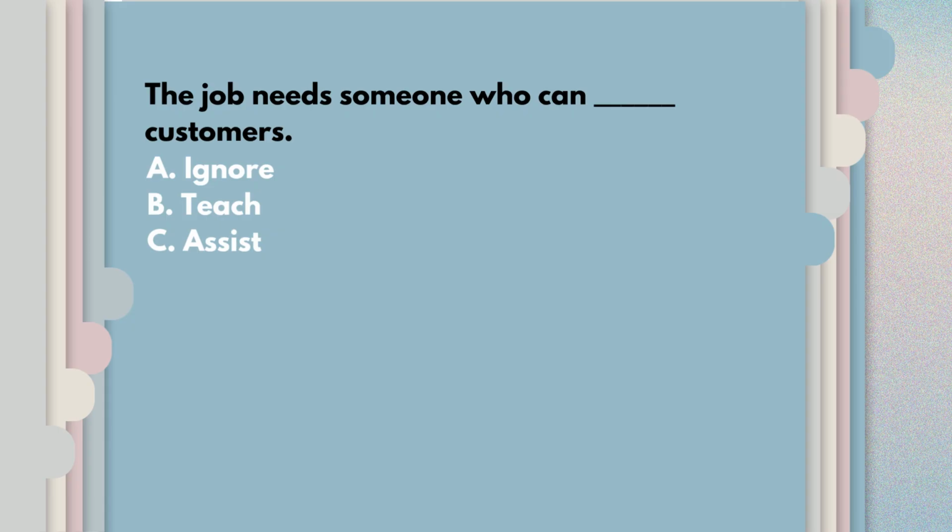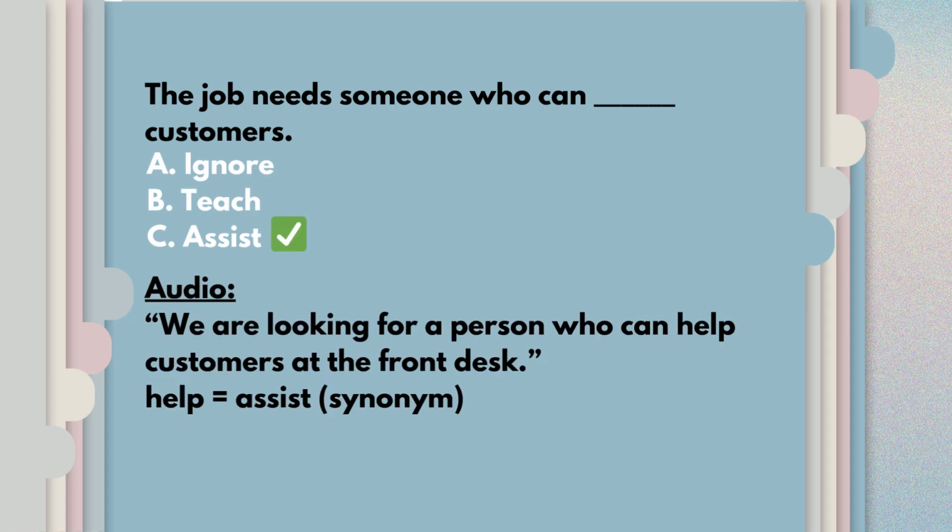Now let's practice a little bit. Listen and answer this question. We are looking for a person who can help customers at the front desk. Now you have 5 seconds to choose the correct answer. The correct answer is C, because "help" and "assist" mean the same in this context.